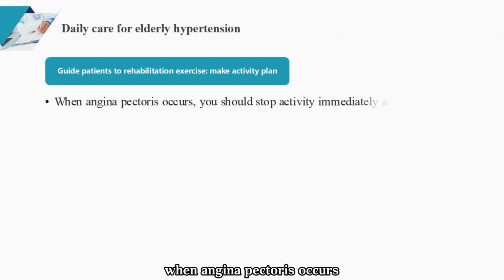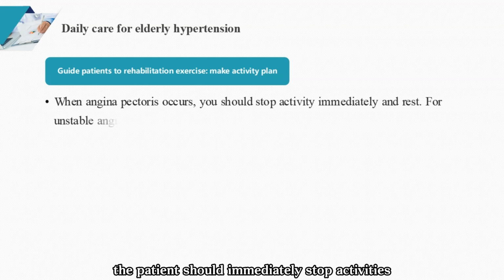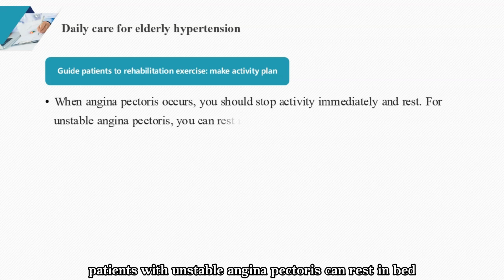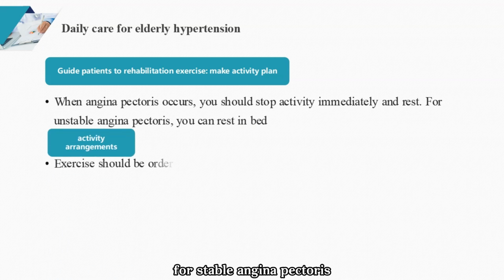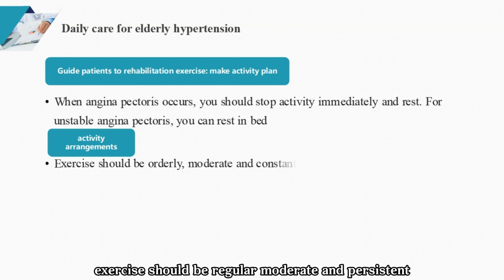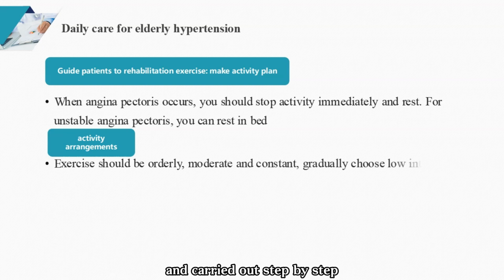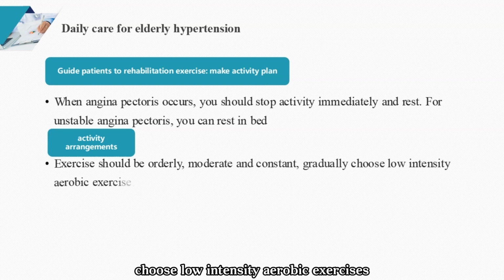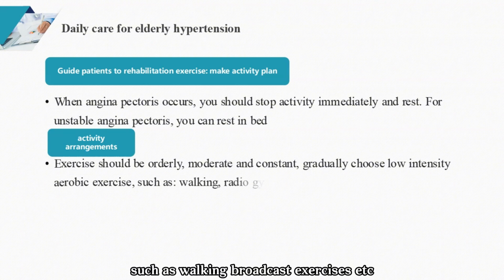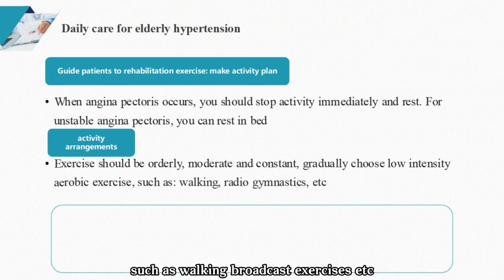When angina pectoris occurs, the patient should immediately stop activities and rest. Patients with unstable angina pectoris can rest in bed. For stable angina pectoris, exercise should be regular, moderate, and persistent, and carried out step by step. Choose low-intensity aerobic exercises, such as walking, broadcast exercises, etc.